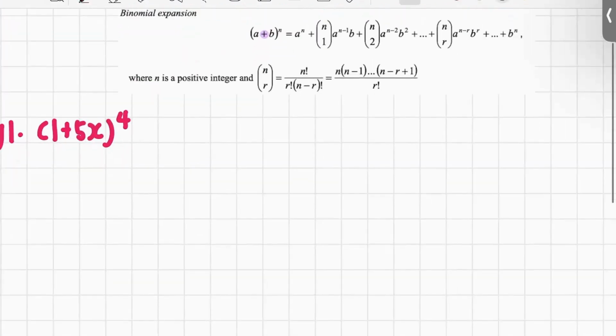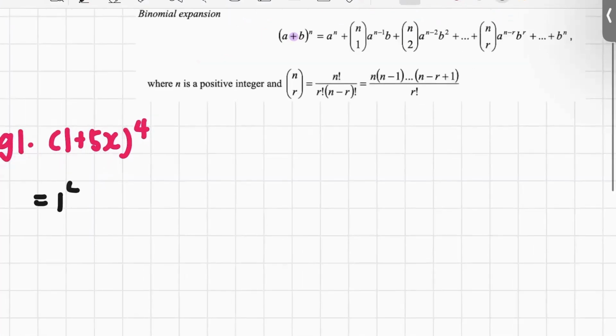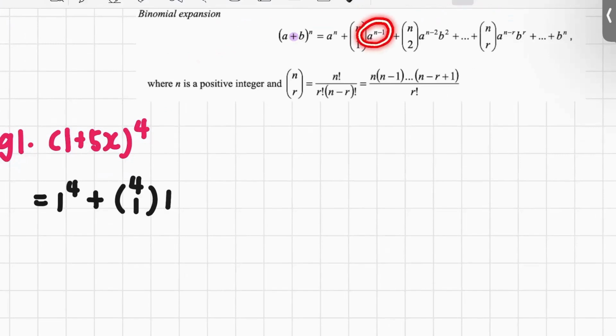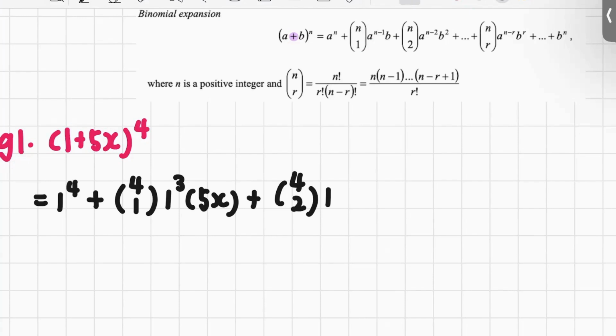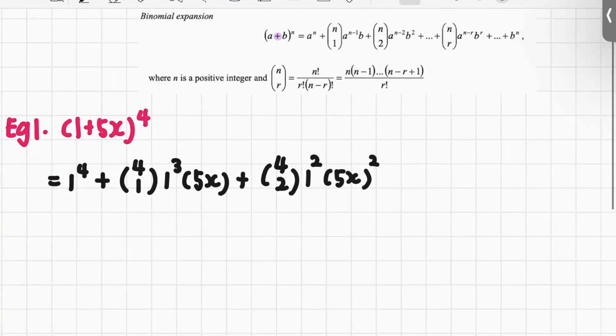So let's say now we want to expand everything. We start with A power N, which is 1 power 4. Then we plus, this thing we call 4 choose 1. We'll press the calculator later. This one will be 4 minus 1, so it becomes 3. And then this one will just be 5x power 1. I won't write the power 1. This is 4 choose 2, and the power is n minus 2, so 4 minus 2, that is 2. This is 5x. Make sure you are squaring the entire thing.